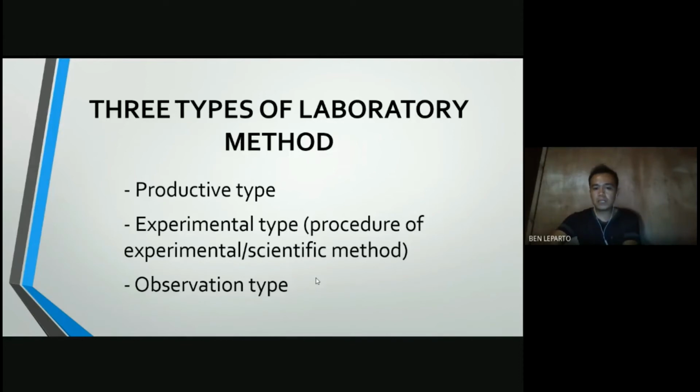If you say productive type, it means that there will be a product as a result. If you say experimental type, one of the best examples is a scientific experiment. If you say observation type, it simply means that the students are observing what is happening in their surroundings. There are also steps in the laboratory method. Number one, the students plan first, then execute, and evaluate their problem.